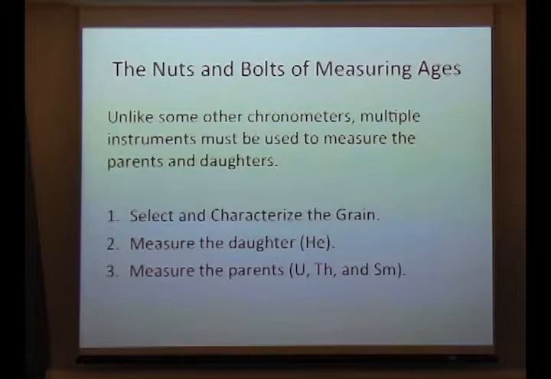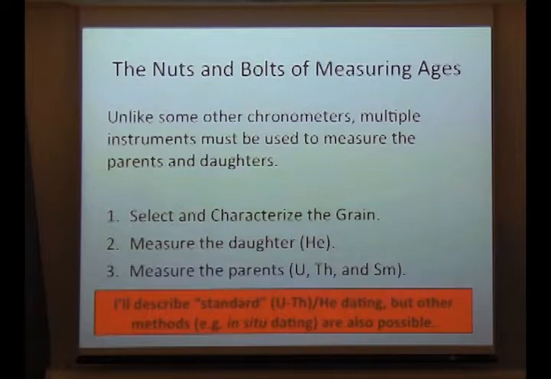What I'm going to talk about next are some of the nuts and bolts of how we measure the ages. I'm going to be describing something that I refer to as standard helium geochronology. And again, for most people thinking about doing a helium study, this is probably what you're thinking about. There are other methods like in situ helium dating, as well as a variant of the method, helium-4-3 dating. I won't be talking about those.